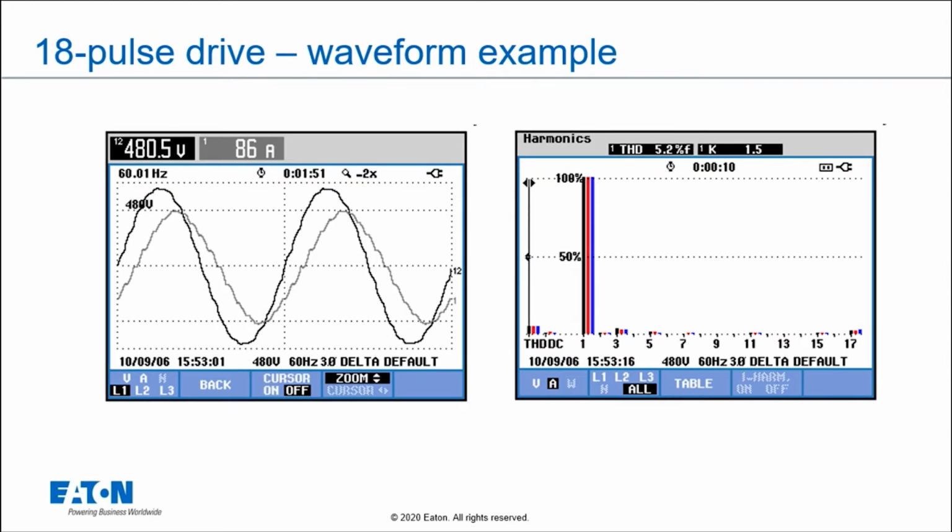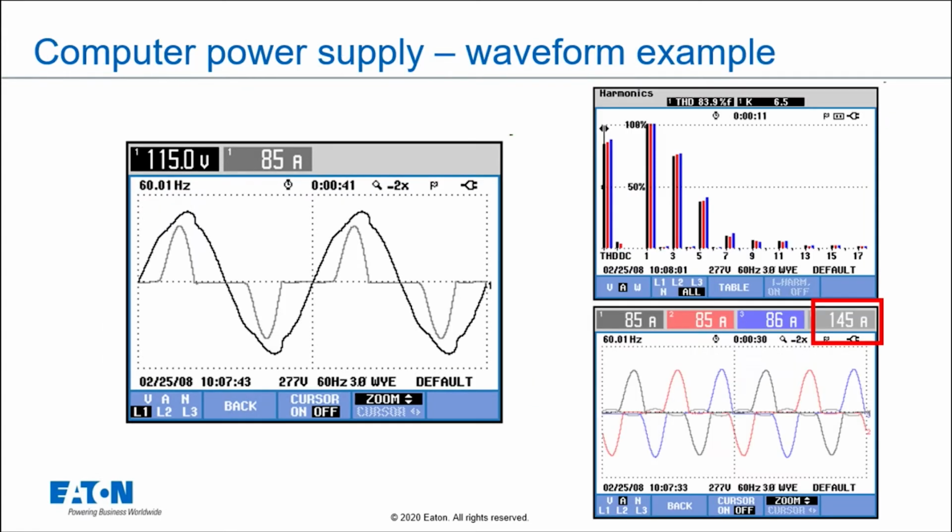Now if we take an 18 pulse drive, which harmonics are we predominantly going to see? We're typically going to see the 17th and 19th, and then the 35th and 37th. If I take a look at a computer power supply, which harmonics am I going to see? I'm going to see all the odds. And like I mentioned earlier, the harmonics decrease as you go up in frequency. So which one's the most predominant here? It's the 3rd harmonic, followed by the 5th and the 7th and so forth.